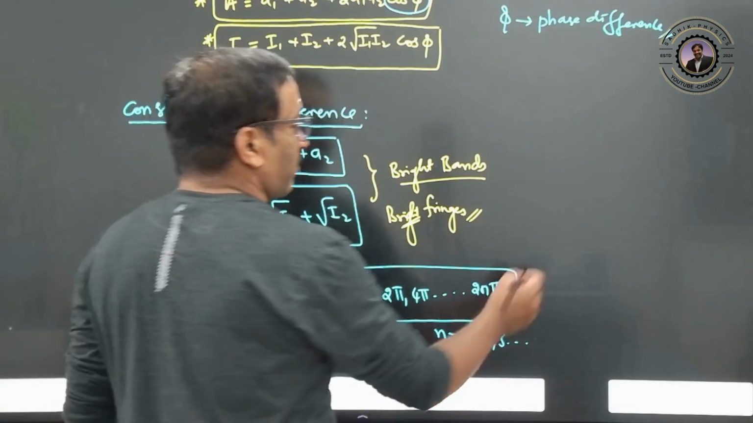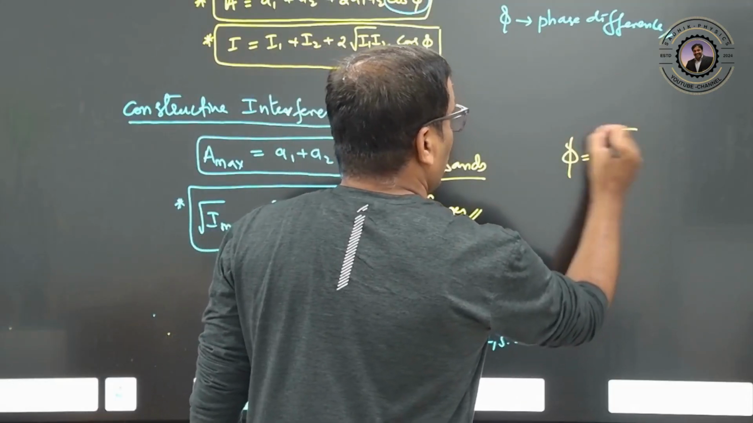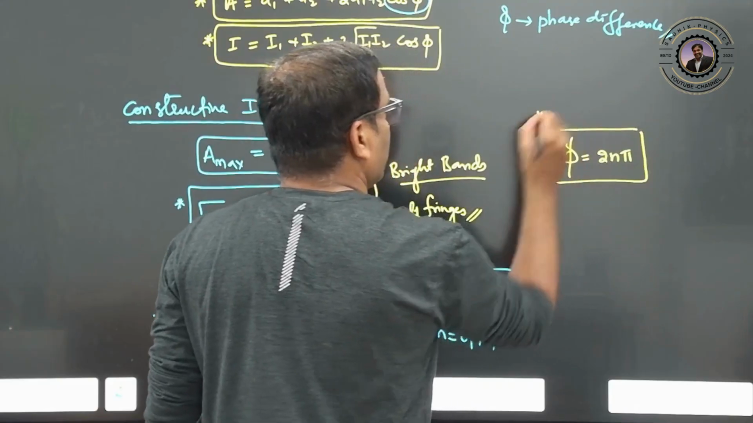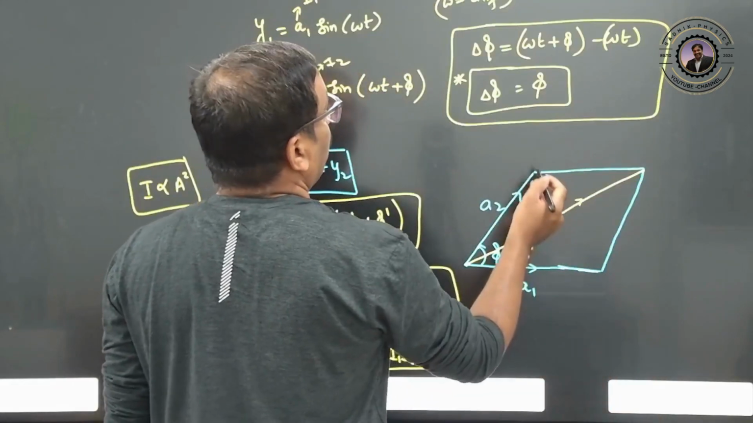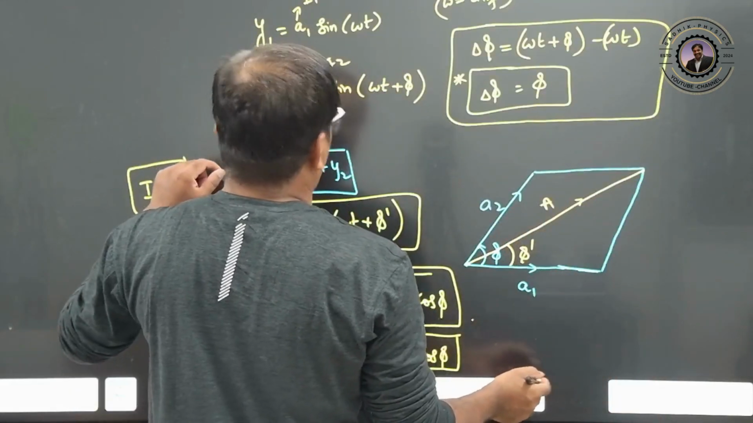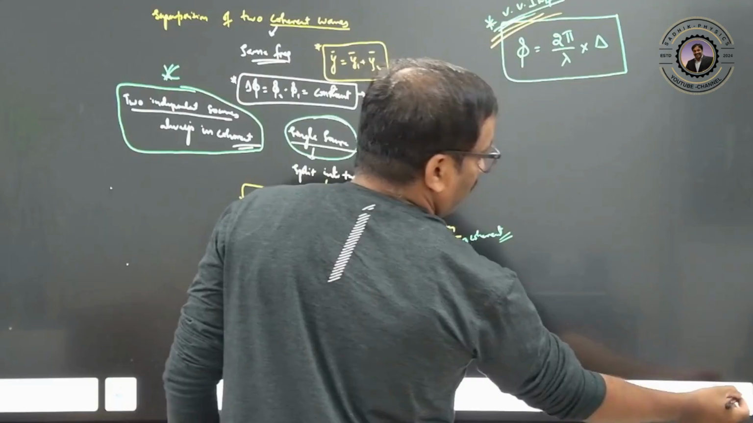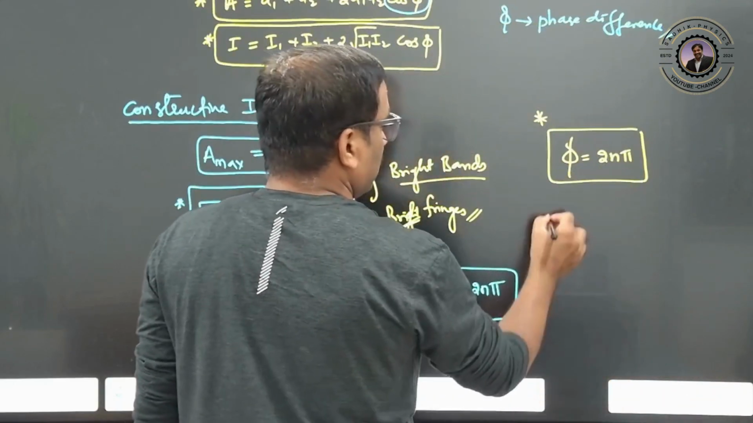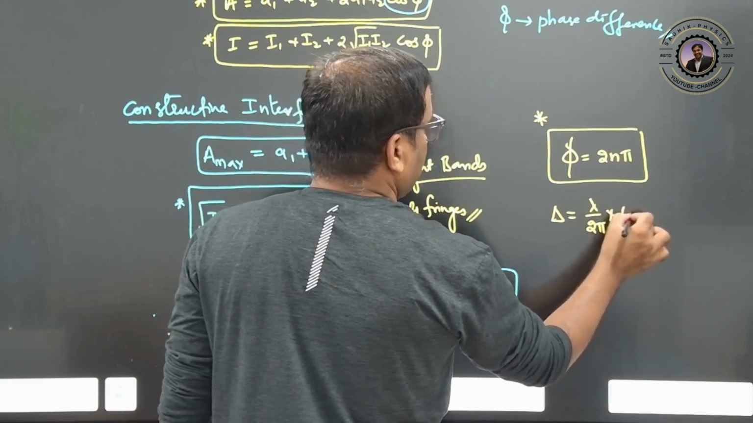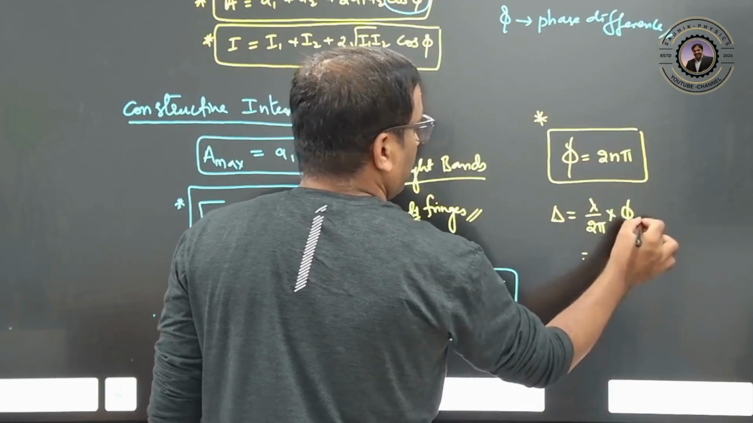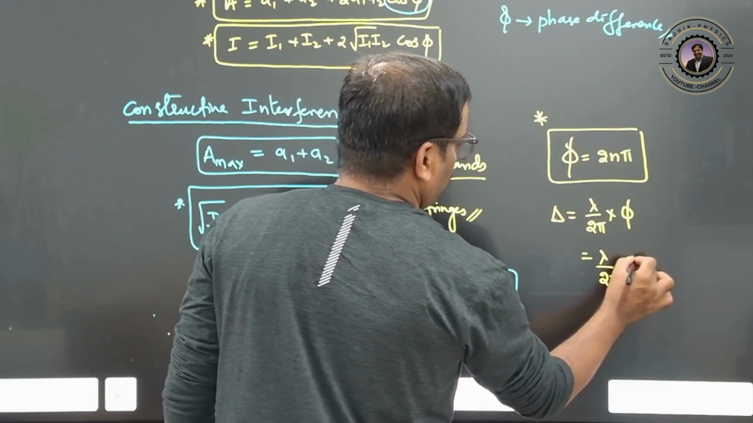Therefore what is the phase difference? Phase difference should be equal to 2n pi. What will be the path difference? Very important. Path difference, what is the formula here? Just now we discussed. This is your formula, right? Path difference is equal to lambda by 2 pi into phase difference. So substitute it: lambda by 2 pi into 2n pi.